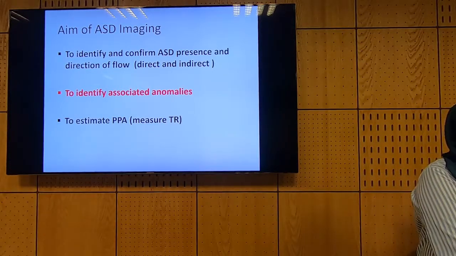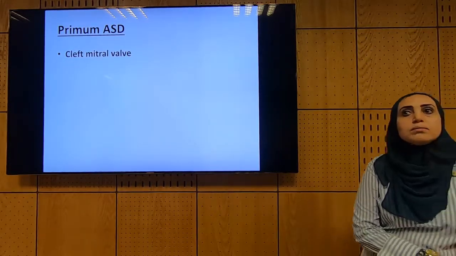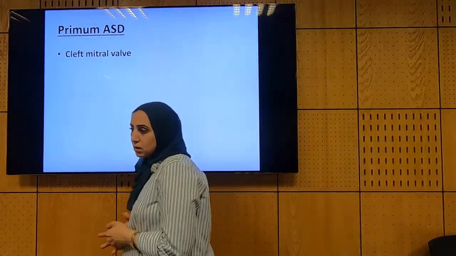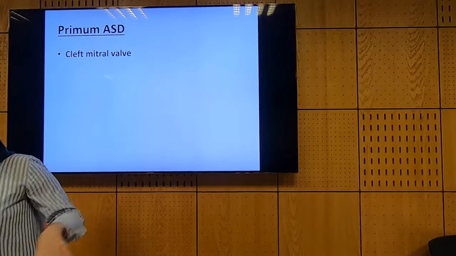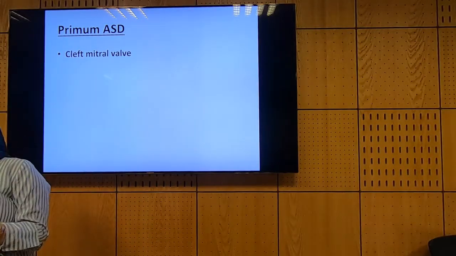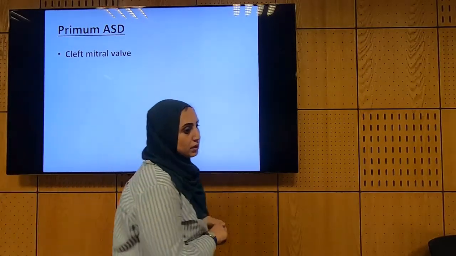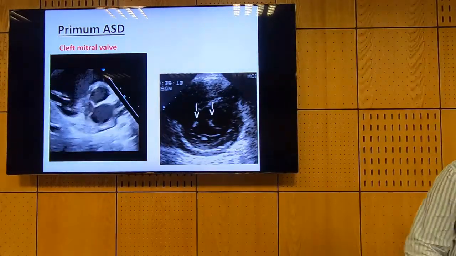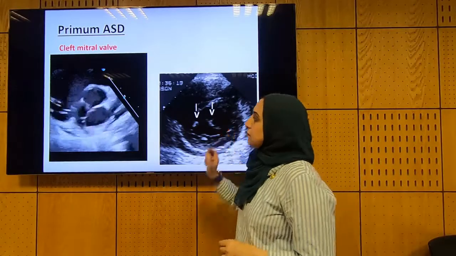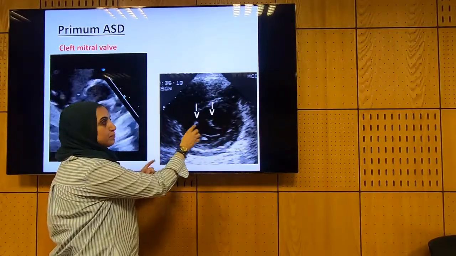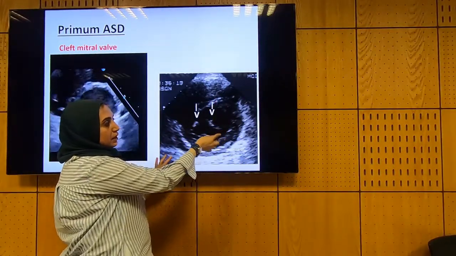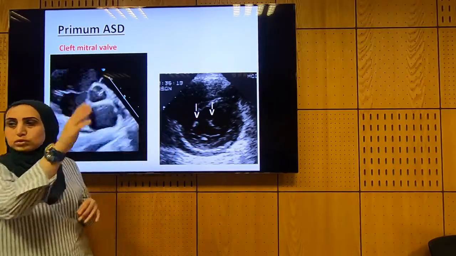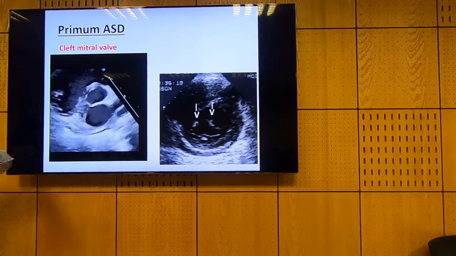With the primum ASD, it's usually part of the canal, the atrioventricular septal defect. We will go through it. But the most common thing is to have a cleft mitral valve, or left-sided AV valve. How can we find it? This is the short axis, and this is the mitral, and this is the septum, and here you will lift it, and you will find the defect towards the septum. This is the echo.